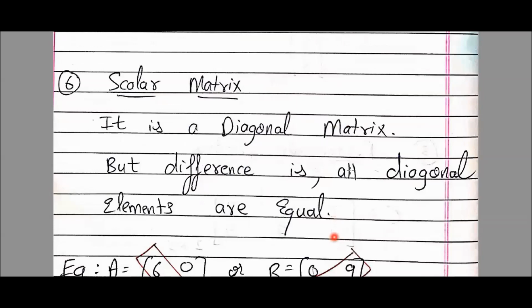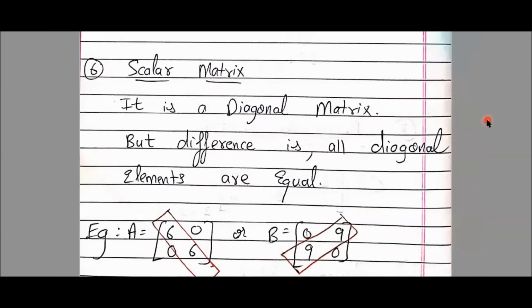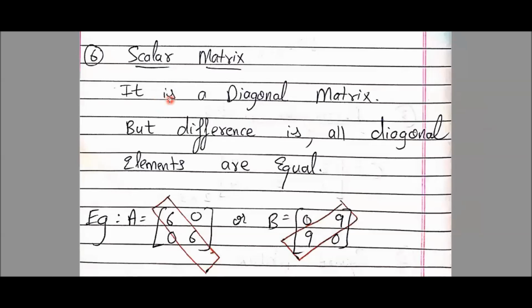Scalar matrix. I have another example of scalar matrix on the screen. Now pay attention, scalar matrix. You will be amazed by the first line. It is a diagonal matrix. Oh, it is a diagonal matrix. Just now we studied the diagonal matrix, that there will be a diagonal formed. Can you see this? A diagonal is formed. Same diagonal. So can I say every scalar matrix is a diagonal matrix? But what's the difference? The difference is that all diagonal elements are equal.